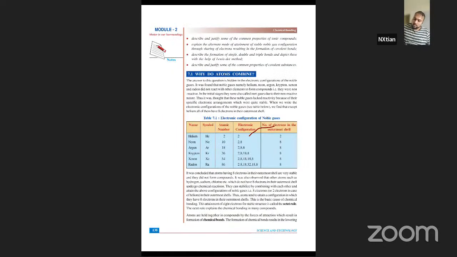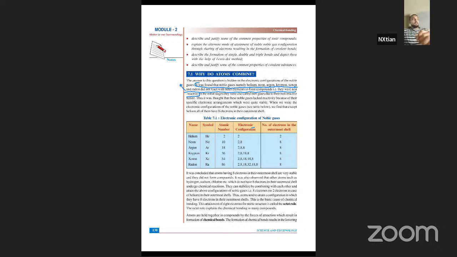Okay. So why do elements combine? We got the answer. It is found that the noble gases, namely helium, argon, krypton, xenon, radon, did not react with any element to form compounds because they are non-reactive. Why are they non-reactive? Write this answer: because they have their octet configuration.